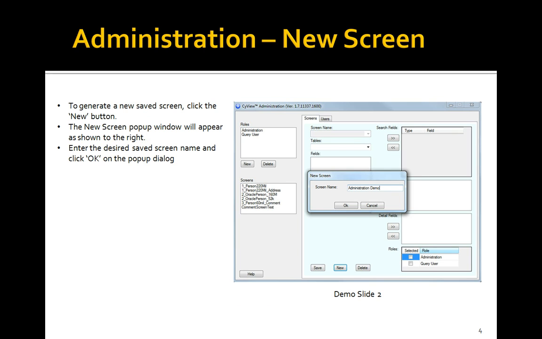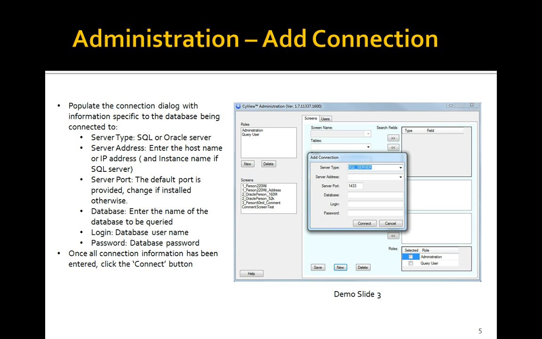Here we have chosen Administration Demo. Simply enter the screen name of your choice. Click the OK button to continue. Next, the Add Connection dialog will appear.